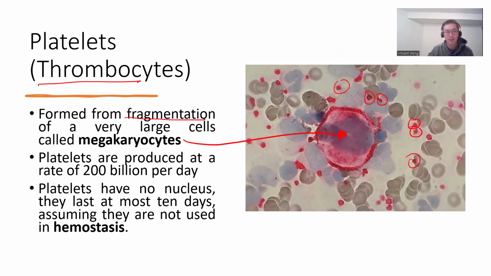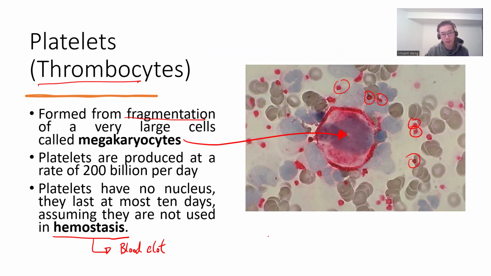Platelets all over the place. You make a lot of platelets every day, 200 billion platelets per day. They don't have a nucleus, and they are only good for 10 days. After 10 days, they are broken down, reabsorbed by the body. And we need the platelets for blood clot. The fancy word for blood clotting is hemostasis. Hemostasis, not to be confused with homeostasis.